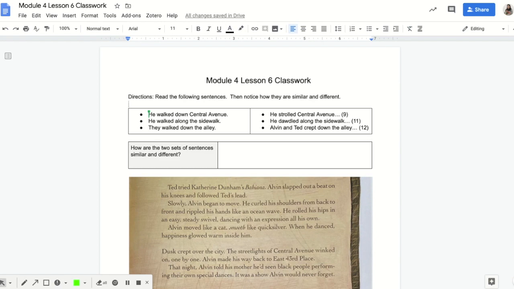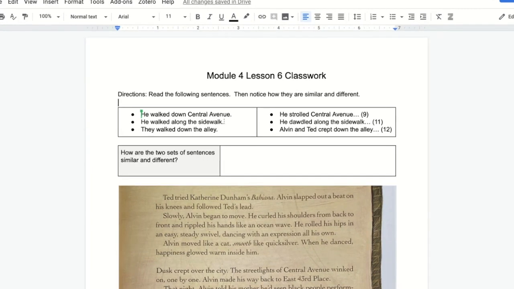I want you to follow along as I read the following sentences, and then you're going to answer this question right here. The question is, how are the two sets of sentences similar and different? So here is one set, and here is the second set. That first sentence says, he walked down Central Avenue. Second says, he walked along the sidewalk. And then they walked down the alley.